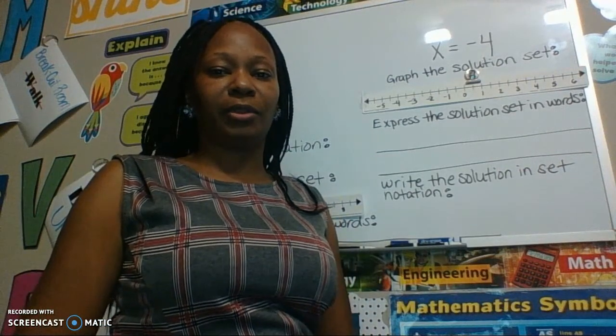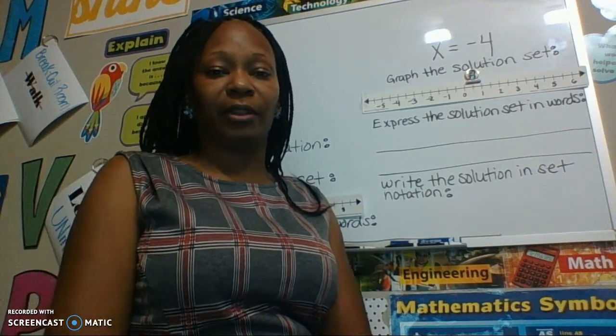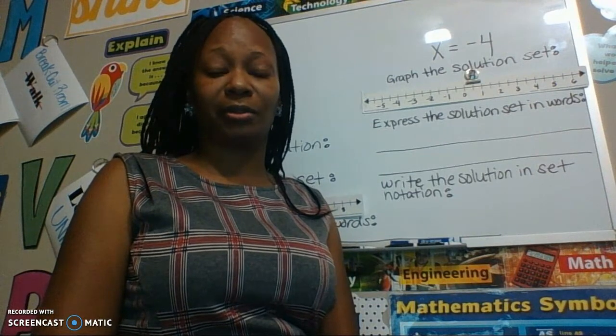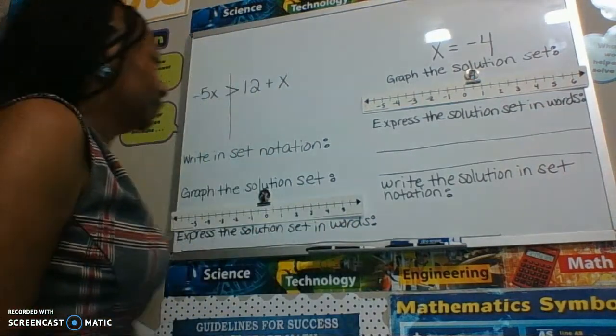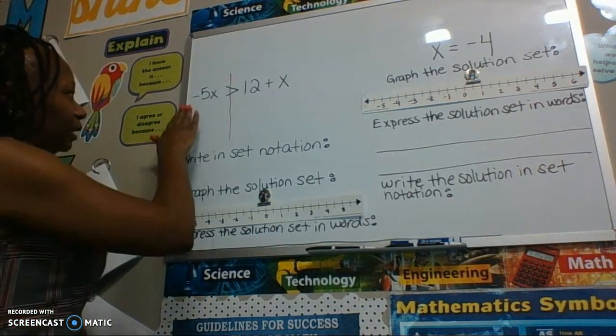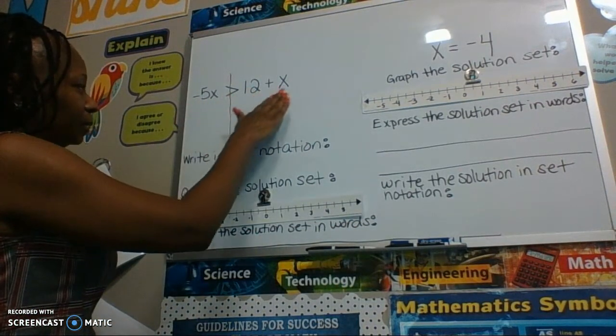Hi guys, today I'm going to show you how to graph a solution set, how to write your solution set in words, and how to write it in set notation. In my first example, I have negative 5x greater than 12 plus x.